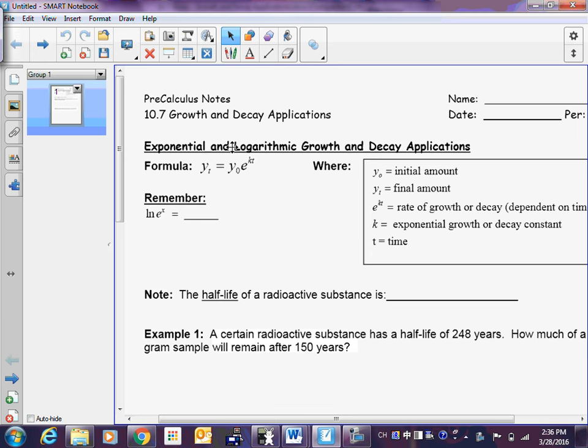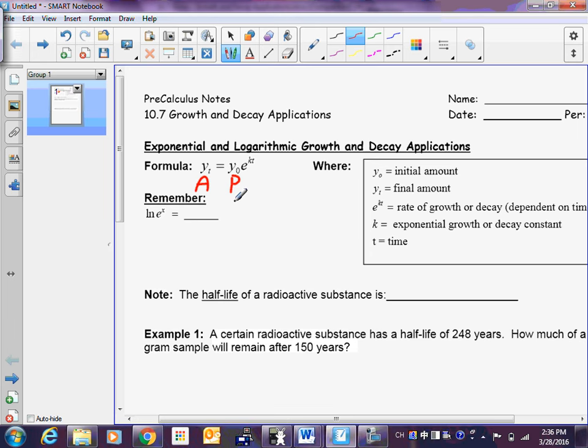This formula you have seen before. It is quite possible that in place of this y of t, you had an A, and in place of this y sub 0, you might have had a P, for like amount and the principal amount. It means the same thing. We get a little bit more technical here. The subscript means after how much time. So y sub 0, which we could also call y naught, is the initial amount.